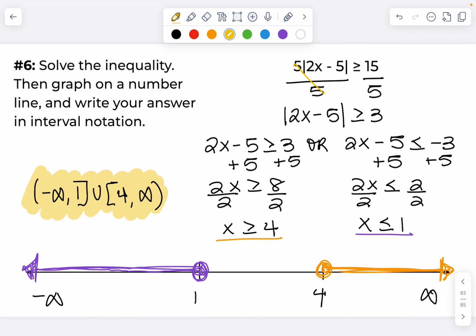To solve here, I could add 5 to both sides. Then I got 2x by itself. So to get x by itself, I had to divide both sides by 2. So then I get x is greater than or equal to 4, and then x is less than or equal to 1. So my final answer is negative infinity to 1 union, again, because I have a gap here, 4 to infinity. So that is solving absolute value inequalities.